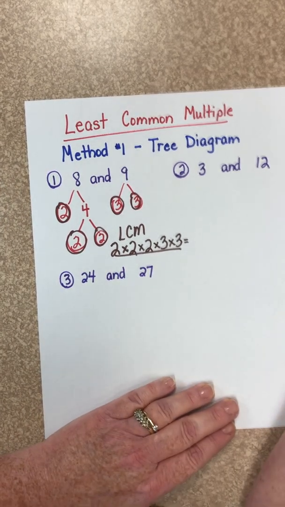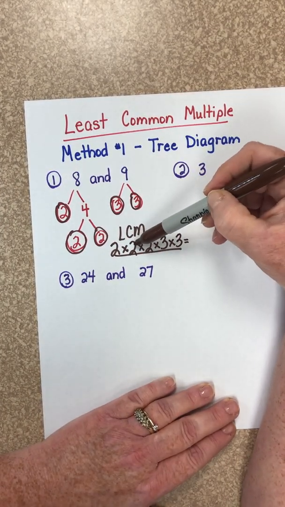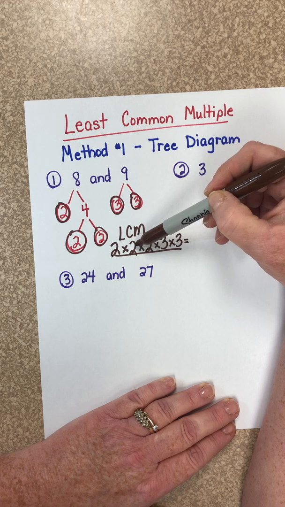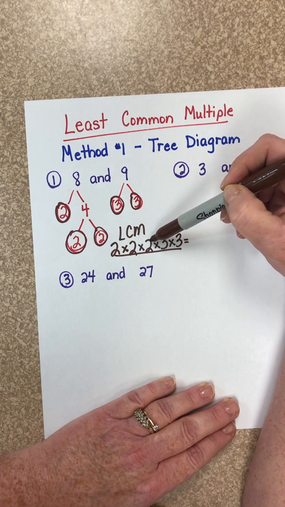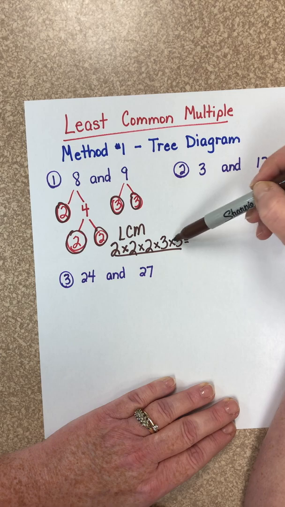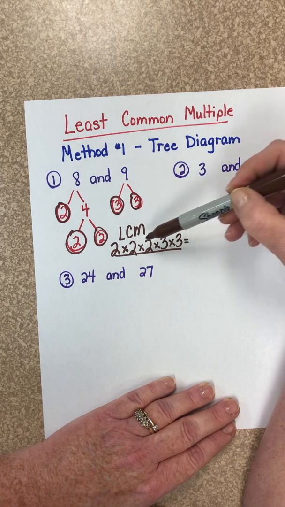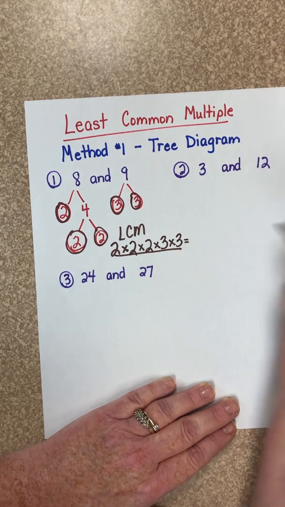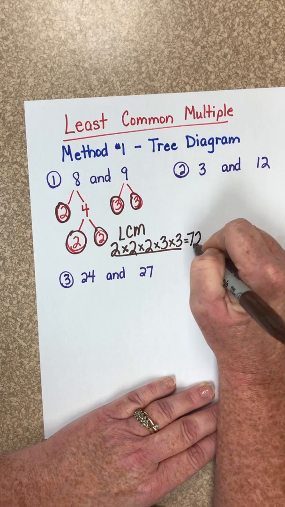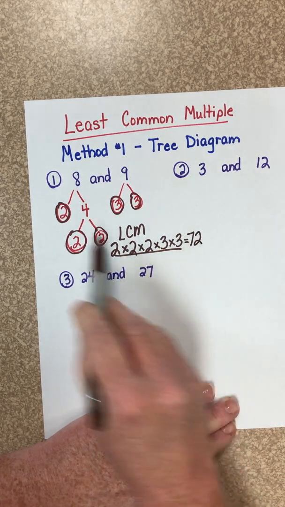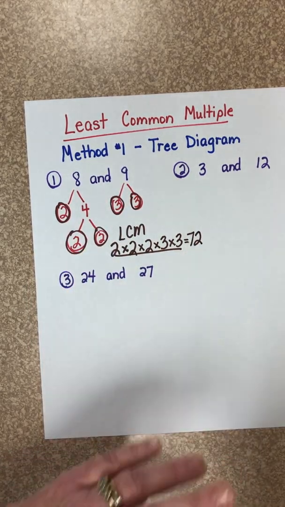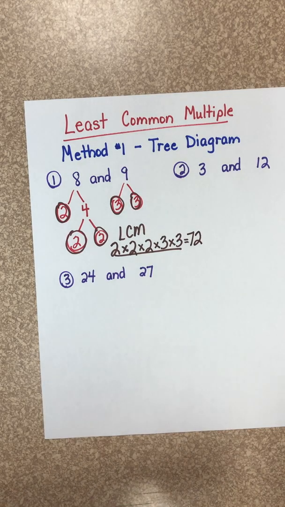And now we need to multiply. 2 times 2 is 4, and 4 times 2 is 8. And look here, 3 times 3 is 9, so 8 times 9 is 72. So the least common multiple of 8 and 9 is 72. Okay, let's look at the second example.